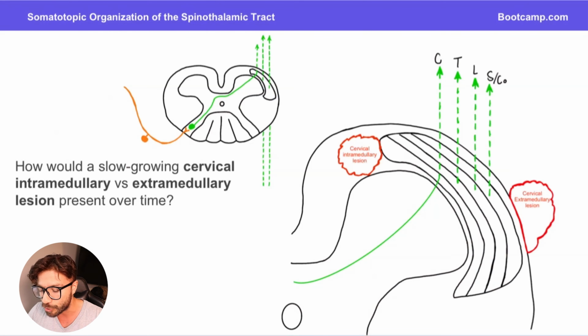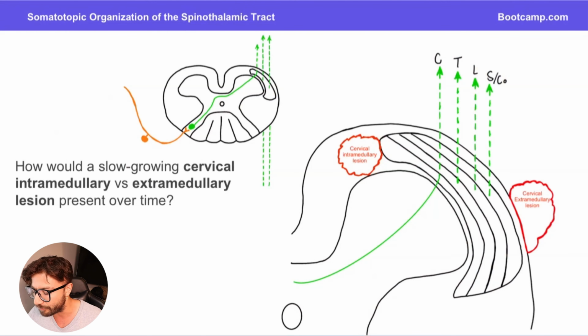Well, if we have a cervical intramedullary lesion slowly compressing laterally, we're going to first start off with loss of pain and temperature sensation in the cervical region, and then as it moves over, you're going to see those sensory deficits descend the body. So we're going to lose sensation in our thorax as well as our lumbar region as it grows laterally.